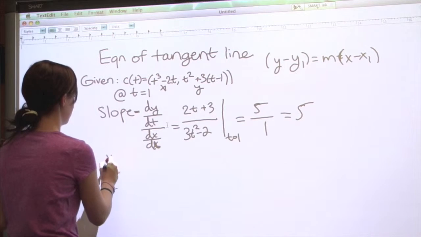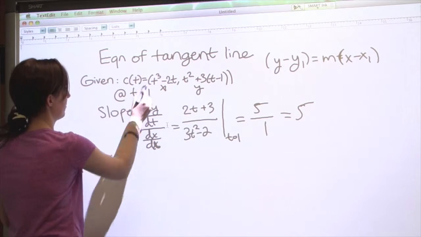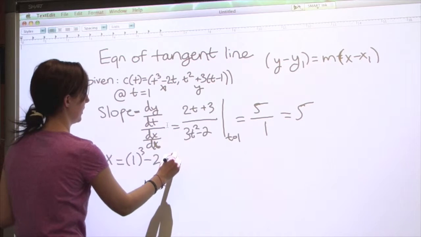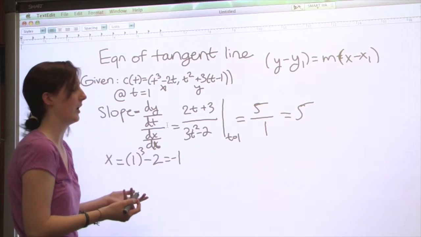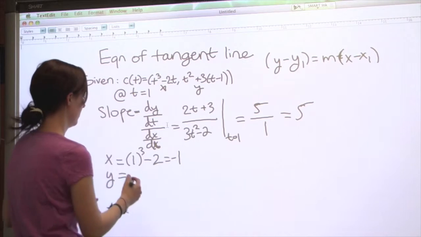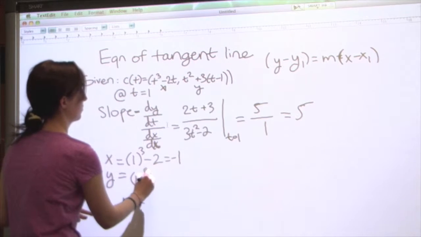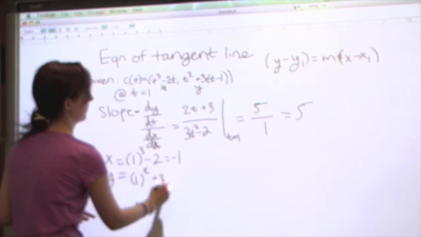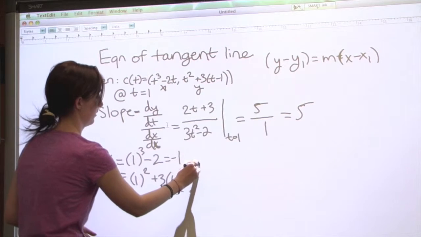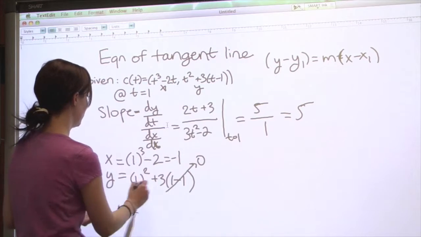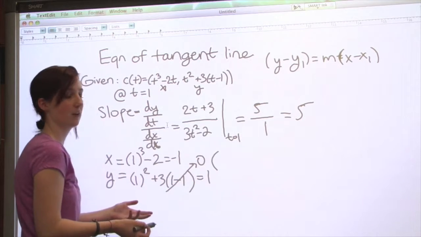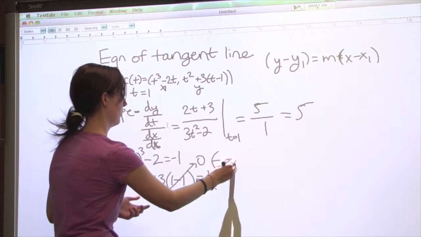So, we start with our x equation, and it's going to be 1 cubed minus 2, which equals negative 1. And now we do the y equation, again with t equals 1. So we're going to do 1 squared plus 3 times 1 minus 1. Now we know that this just goes to 0, and all we have left is 1. So that's pretty easy, right? All we have is a point of negative 1, 1.